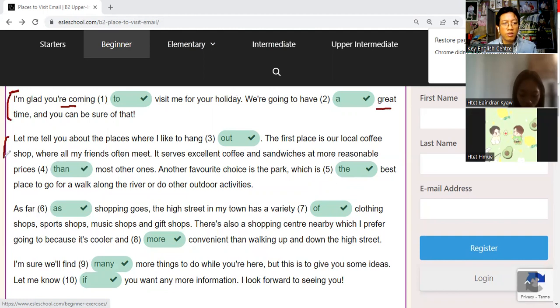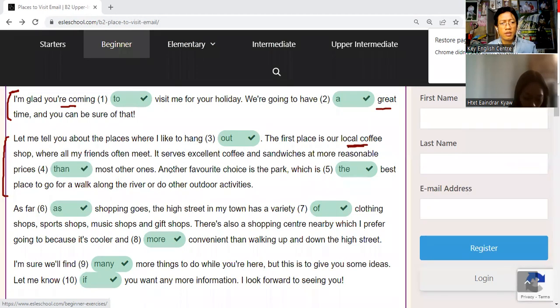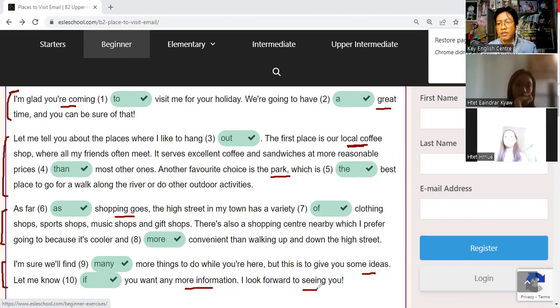So the next one, what is this paragraph about? Places, right? First place, another place, a park. Another paragraph is about activity, that is shopping. And then we give a reason why you want to go there. The next one is the ending paragraph. Ending paragraphs give the idea. If you want more information, I look forward to seeing you. That's it. Writing means we have to respond to the information, because your friend, your cousin, somebody is asking.